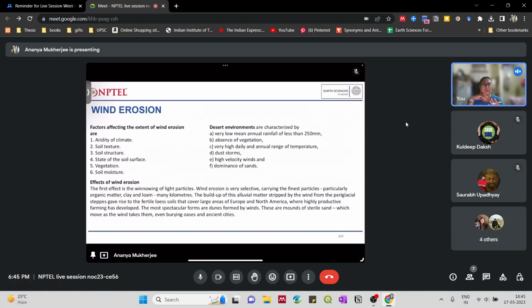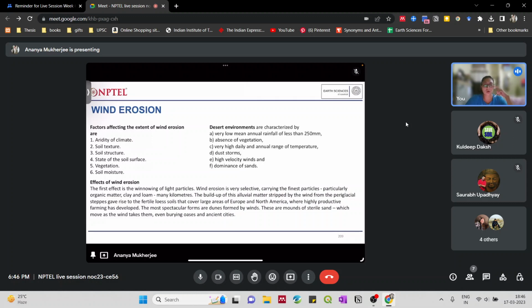Firstly would be the aridity of climate. As I said before, if your wind is not very dry, if it has moisture, the erosive power of that wind is going to be lower. Then you have the soil texture. Again, the moisture content is going to be a factor. Your soil structure, the state of the soil surface, the presence of vegetation, and soil moisture again. So these are some of the factors that are going to affect the erosive power of the wind.